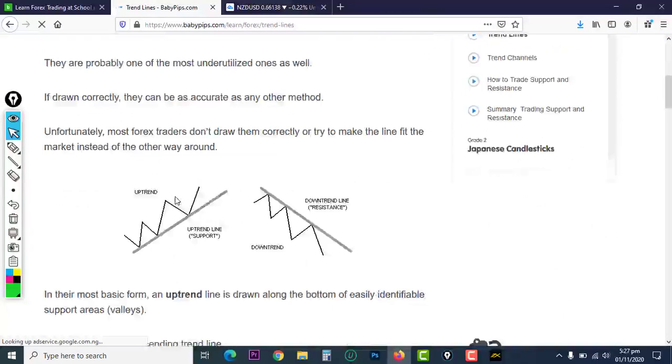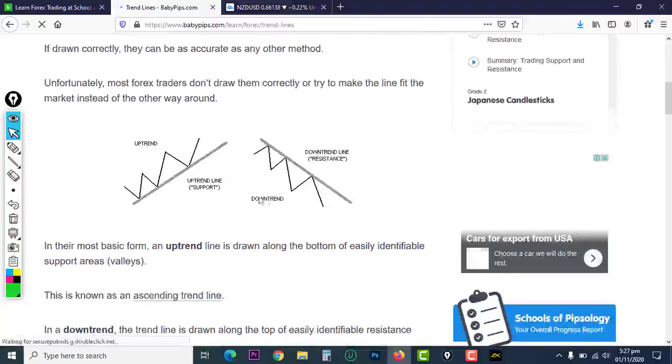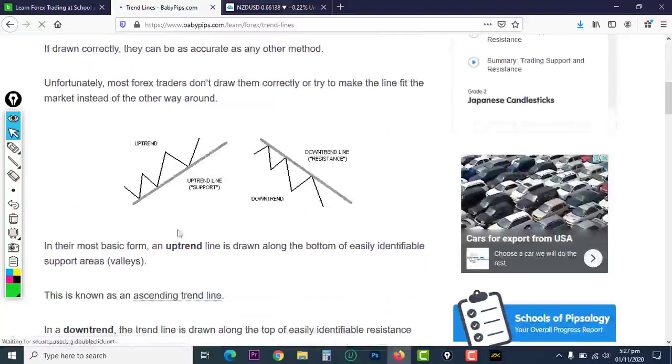So what are trend lines? Look at this diagram again. We are not reading, I'm explaining everything. Trend lines are used to determine the direction of the market. It helps us to easily know in which direction the market is headed.